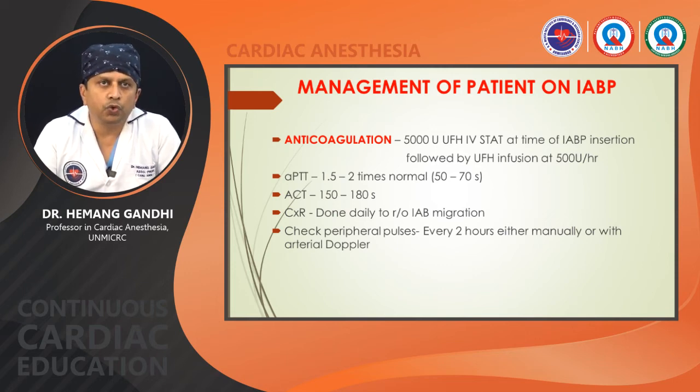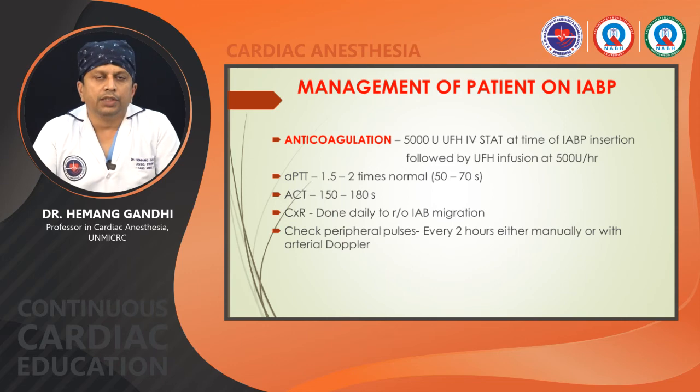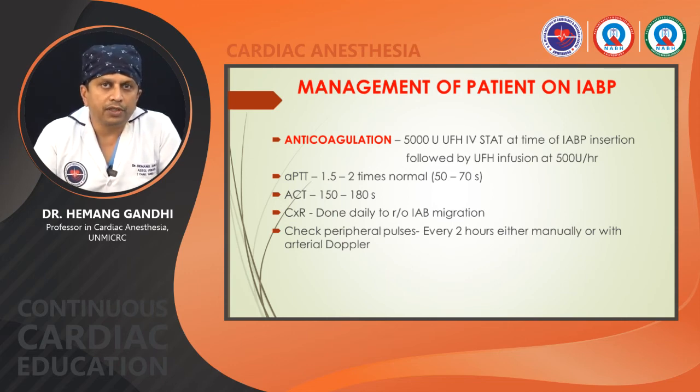Every day we need to check the IABP position with a chest X-ray. There is a radio-opaque tip which should be at the level of the second intercostal space. It should not go up or down. Otherwise, we have to stop the balloon and reposition it properly. Every day we have to check the peripheral pulse, manually or with an arterial Doppler. Every 2 hours we have to check and note down the pulse on the IABP limb, and any color change or temperature change, that we also have to see every day.